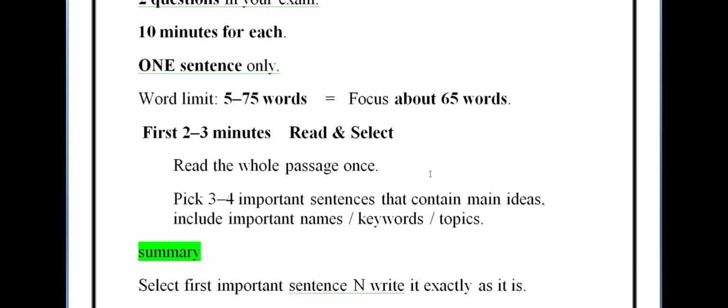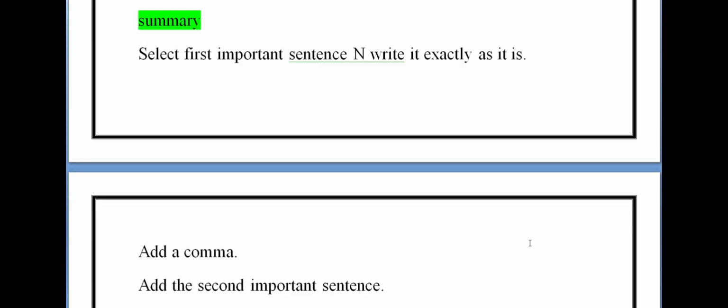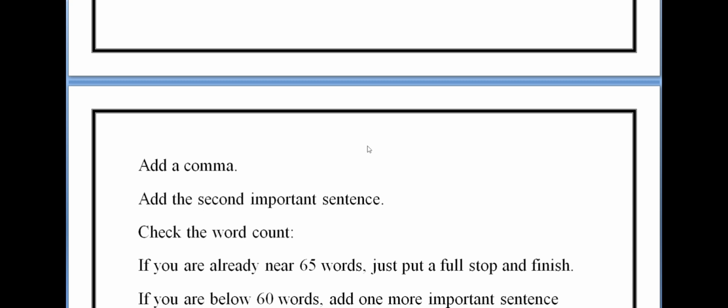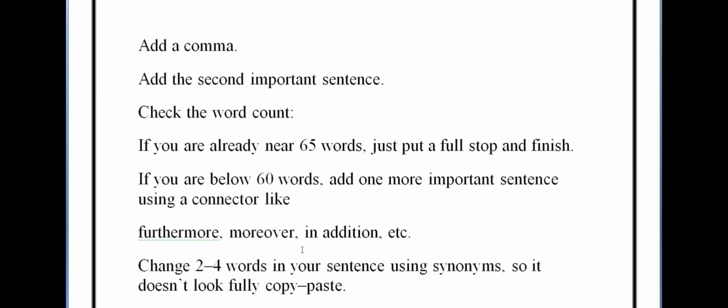So please follow this pattern. Number 1, read the whole passage once. No hurry, no hurry. Get familiar with what the content is. When you are doing the second read, now, important 3 or 4 main ideas, important names, keywords or topics. Fine. Now what is that you have to do after that? It is the summary. How do we write that? First, select that important sentence and write it exactly as it is. Then, add a comma at the end of every sentence. Add a second important sentence. Now, check the word count.